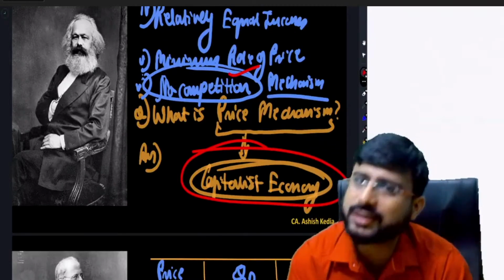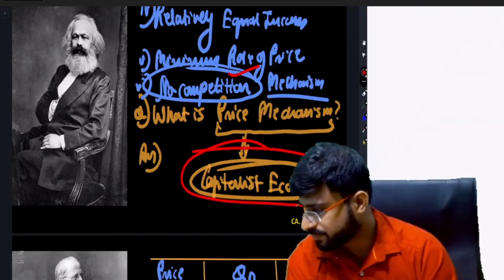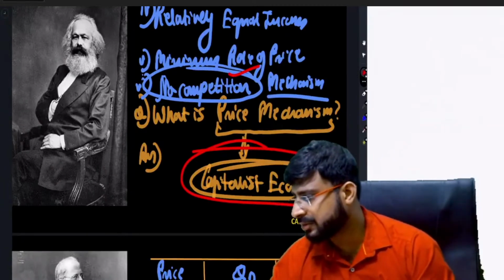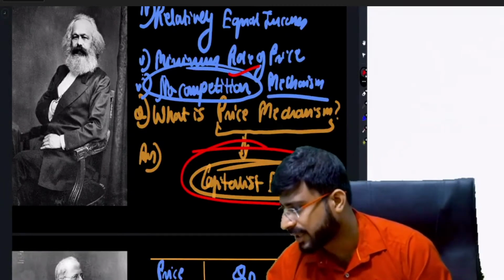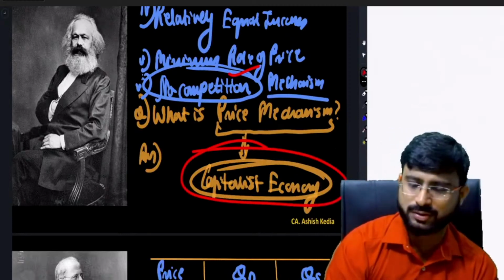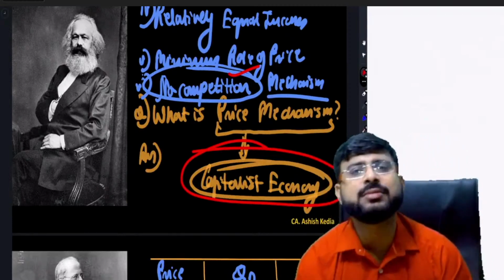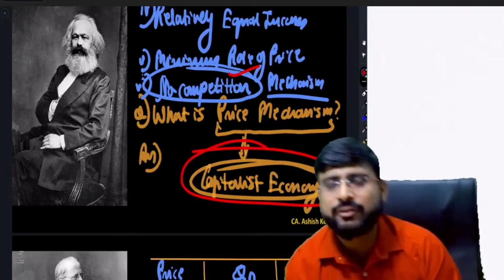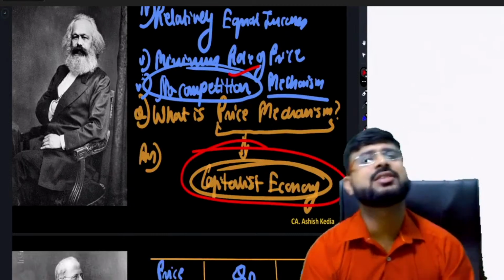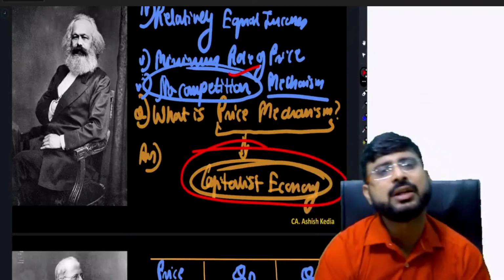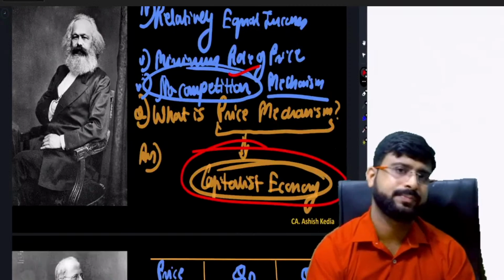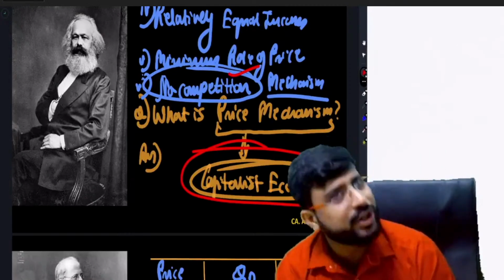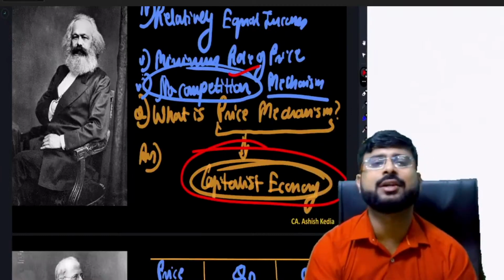So now, let's understand what price mechanism is. What does price mechanism mean? Everyone pay attention. Price mechanism is a situation wherein the price of a commodity is not decided by government.